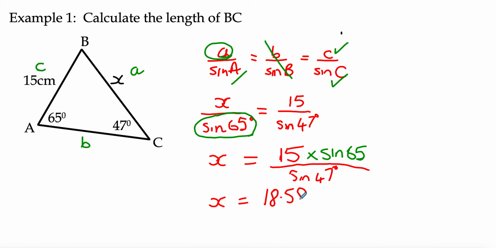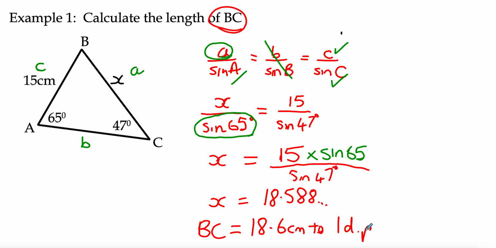18.588. You can round it to whatever would be helpful. I'll round it to one decimal place. The other thing is the question actually said calculate the length of BC, so I'm actually going to finish it off by answering in the form that was asked of me. The length of BC is 18.6 centimeters to 1 decimal place.